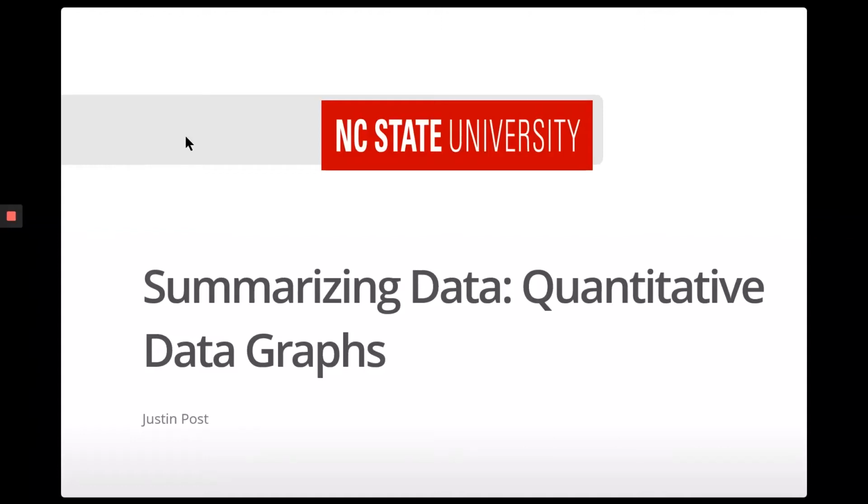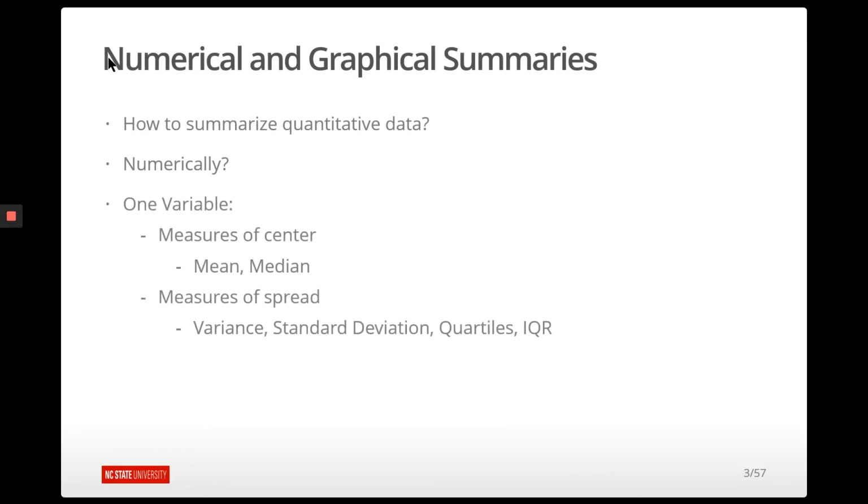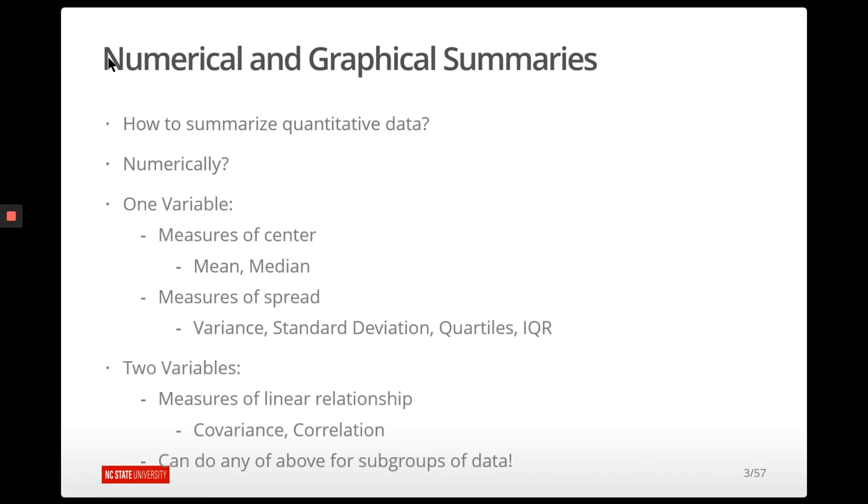This video describes how to create graphs for quantitative data. So we've already looked at how we determine how to summarize data, right? It depends on what kind of variables you have, categorical, quantitative. And with quantitative data, we looked at numerically summarizing one variable via measures of center and spread, and with two variables, covariance and correlation. And then above and beyond that, we talked about doing those summary measures for subgroups of data.